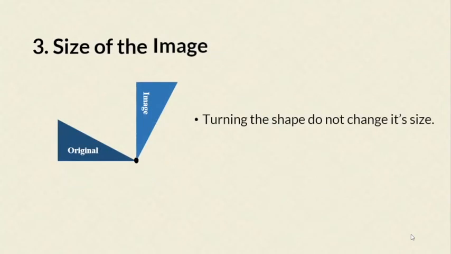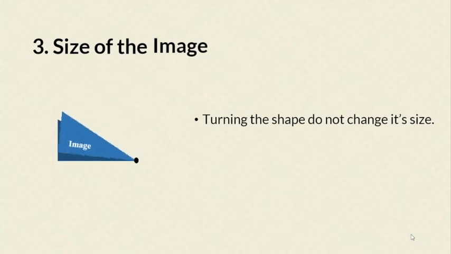Finally is the size of the image. Now, the size of the image does not change even after turning. The image will remain congruent to the original shape. Let's check how the turns are done in a 2D shape.